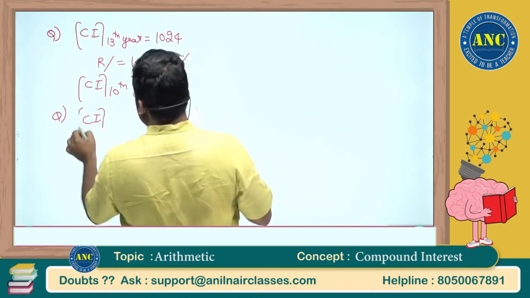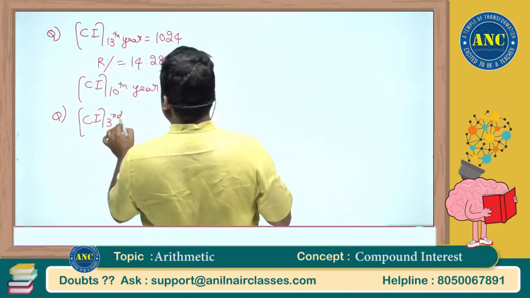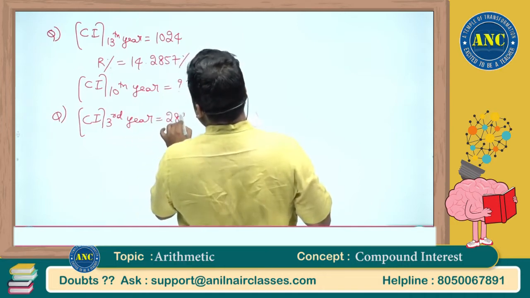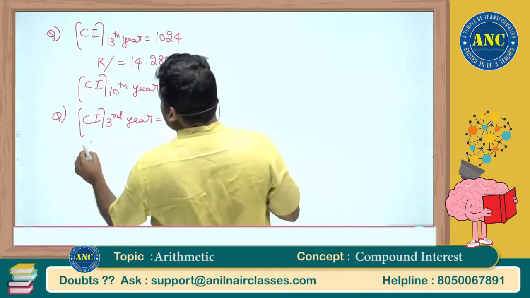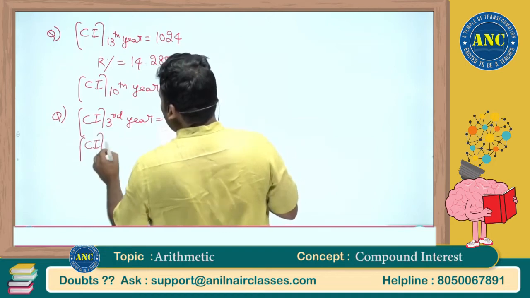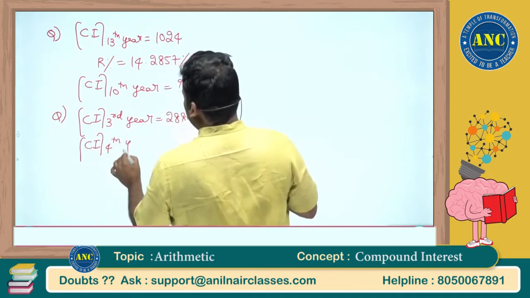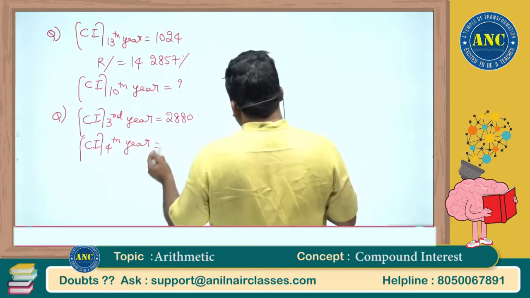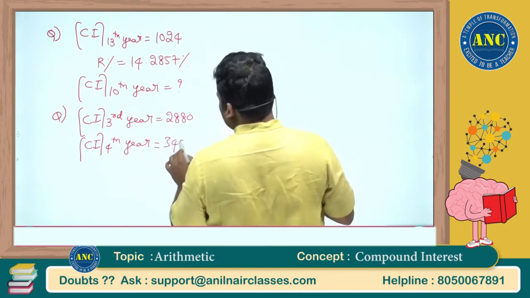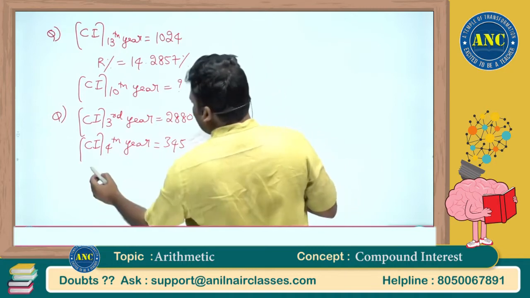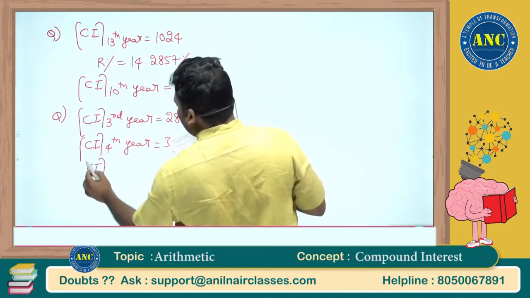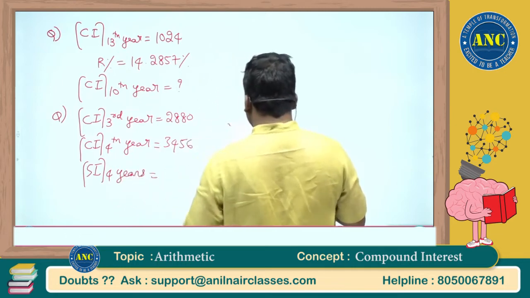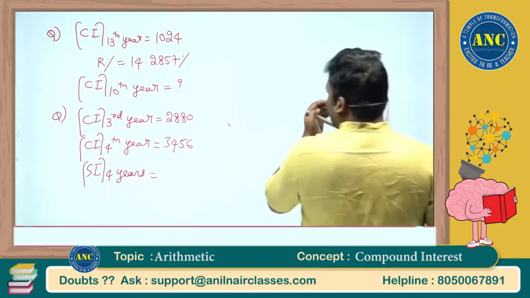CI for the 3rd year is 2880. CI for the 4th year is 3456. Find the SI for 4 years. I am just writing all his doubts, sir. Next question.